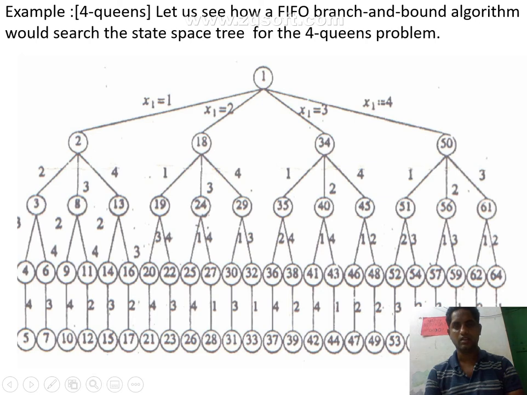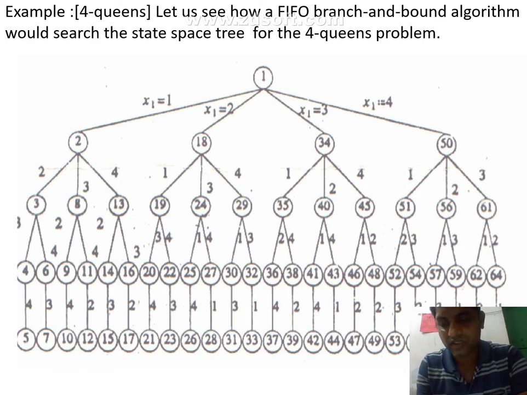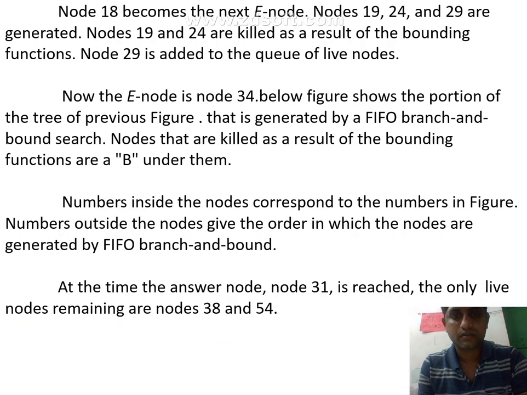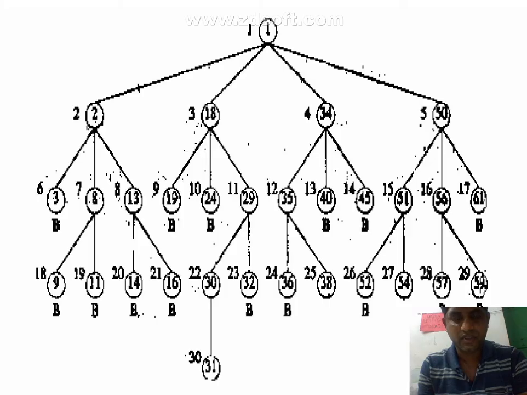2, 18, 34, 50. Then 3, 18, 13, 19, 24, 29, 35, 40, 45, 51, 56, 60. Likewise, these are the nodes that will be generated: 5, 7, 10, 12, 15, 17, 21, 23, 26, 28, 31, 33, 37, 39, 42, 44, 47, 49, 53, 55, 58, 60. So likewise, we have to generate the nodes for the 4 queens, or 4 by 4, where 64 nodes will be generated. Okay, this is the solution tree.